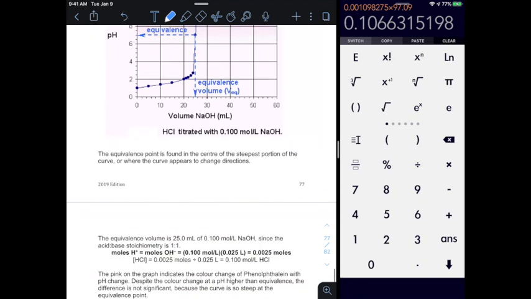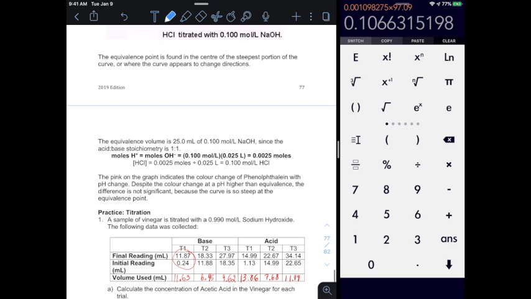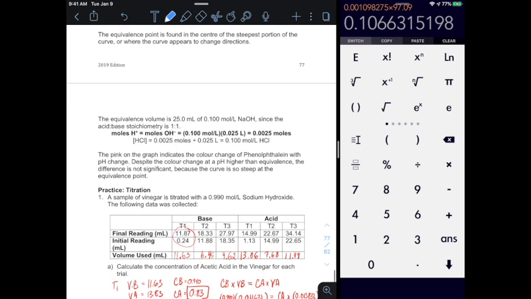So the equivalence point is found in the center of the steepest point of the curve, or when the curve appears to change directions. The equivalence volume at 25 mL of 0.1 molar NaOH, since the base is 1:1, would be at an equivalence point of 0.100 moles per liter. Okay, so the pink on the graph indicates the color change of phenolphthalein with pH change. Despite the color change at a higher pH than equivalence, the difference is not significant because the curve is so steep at the equivalence point.